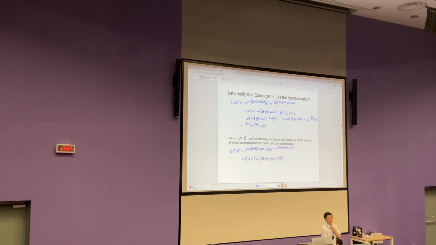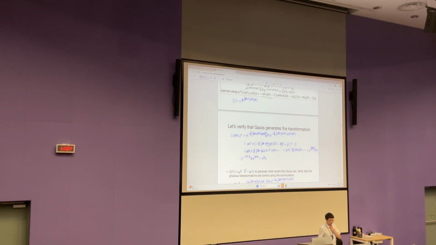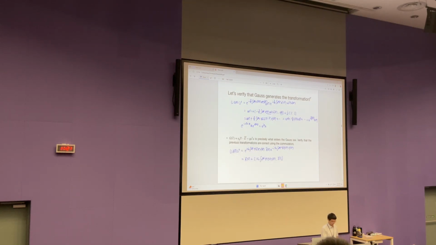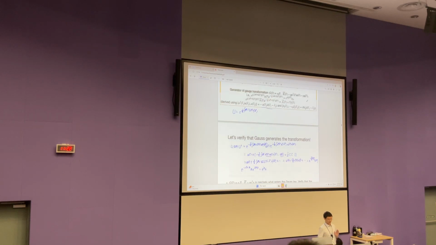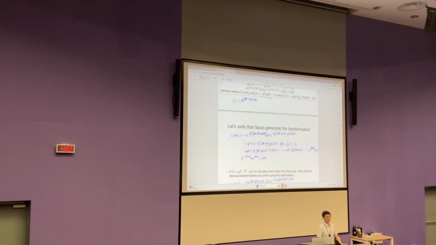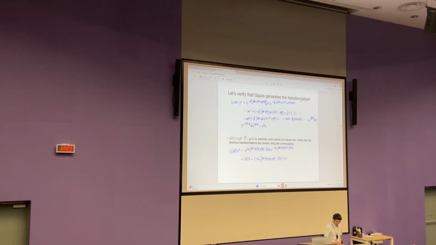Nested commutators, right? But notice the commutator between E and A is a C number. It's not a quantum operator anymore. So if I take the nested commutator, all the nested commutators are just 0. There's no nested commutator. They are just 0, right? Because this commutator is just a C number. Then if I keep taking the commutators, they are just 0. This is a number, it's not a quantum operator anymore. Okay.